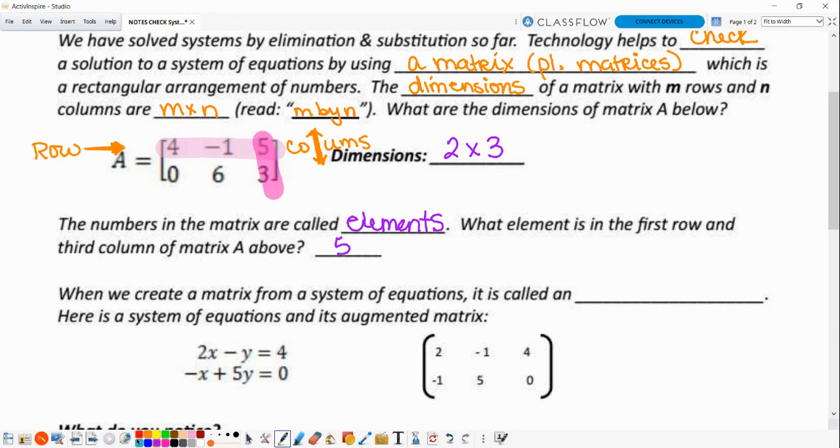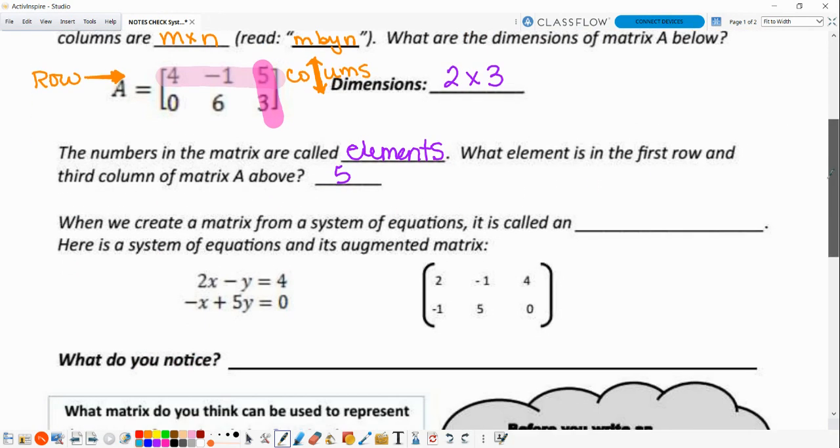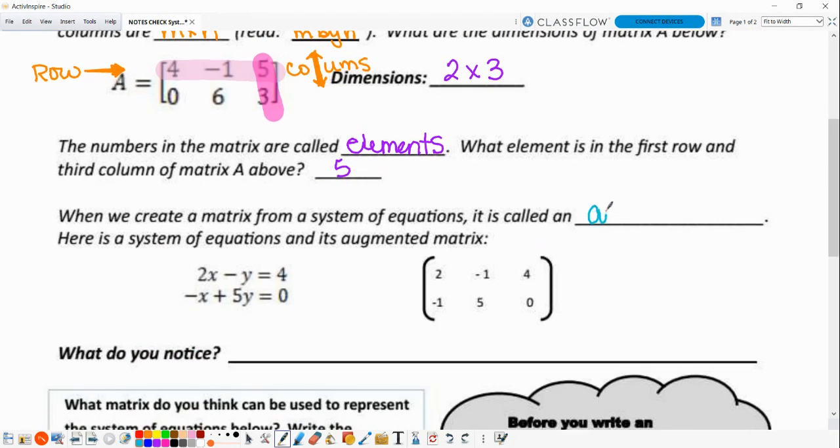All right. Next, when we create a matrix from a system of equations, it's called an augmented matrix. A-U-G-M-E-N-T-E-D, augmented matrix. All right, here's a system of equations. This is what we've been working on. And this is its augmented matrix. How do you think we got from here to here? What do you notice?